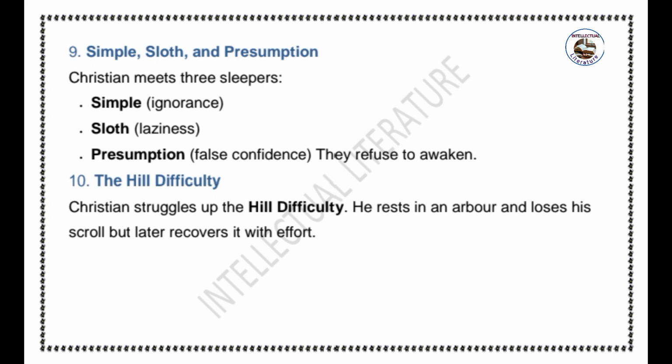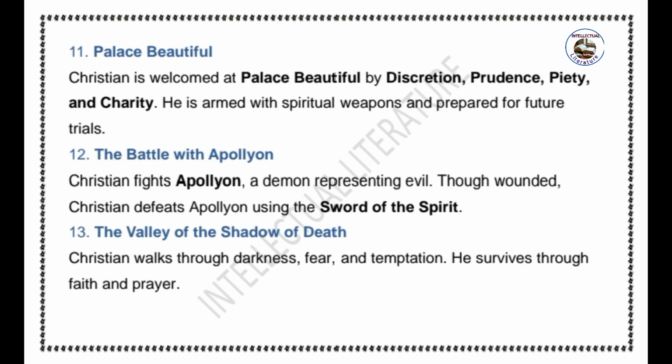Christian struggles with the Hill Difficulty. He rests in an arbor and loses his scroll, but later recovers it with effort. Christian is welcomed at Palace Beautiful by Discretion, Prudence, Piety, and Charity. He is armed with spiritual weapons and prepared for future trials.